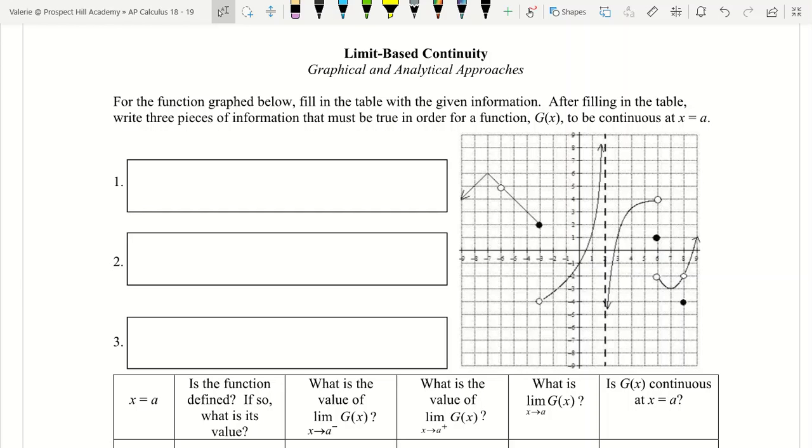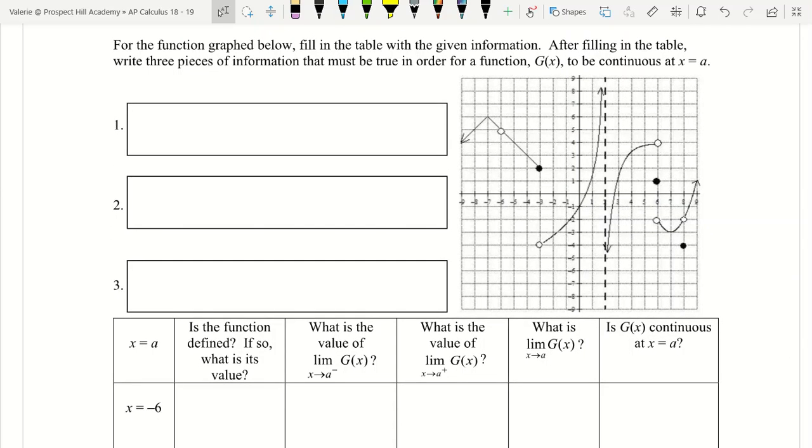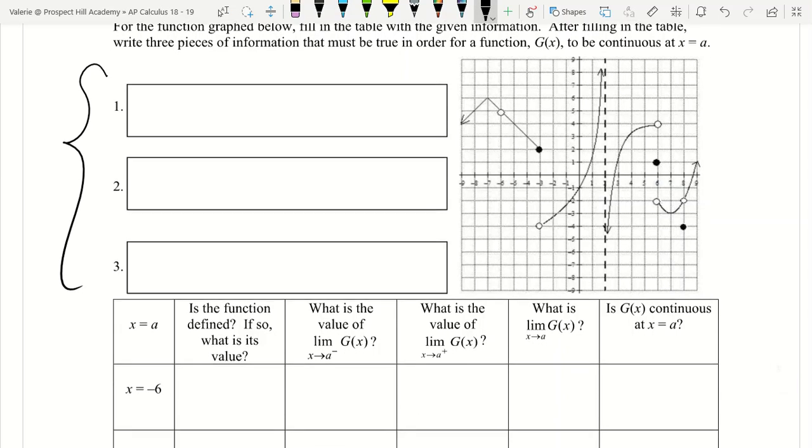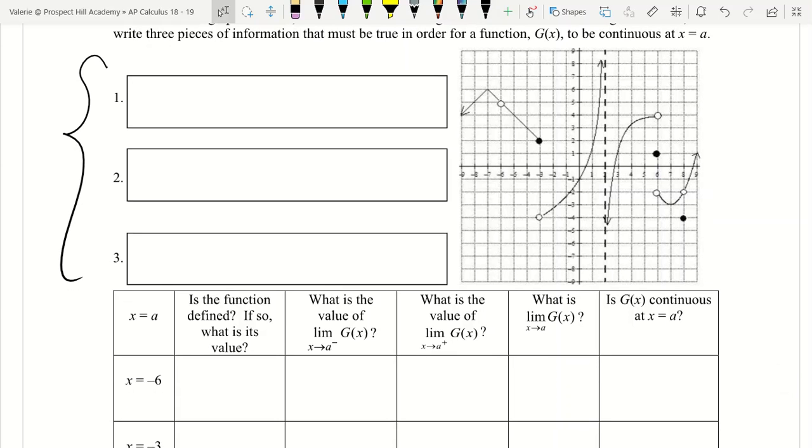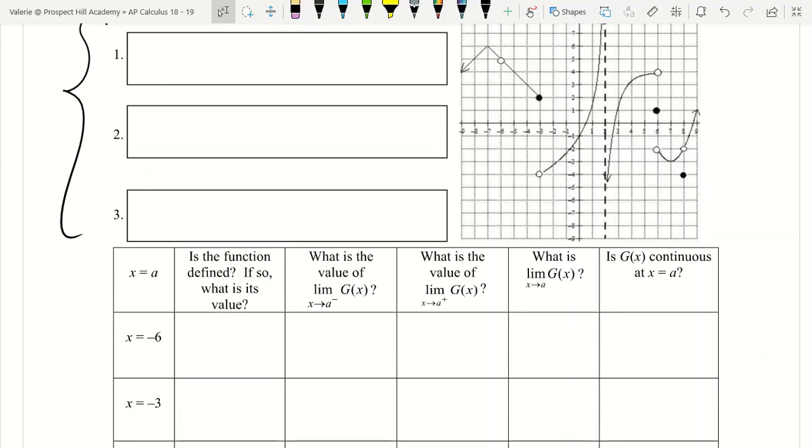Hello, welcome to video number 5 of Unit 1, on pages 26 to 29, titled Limit-Based Continuity, Graphical and Analytical Approaches. For the function graph below, we want to fill in the table with the given information, and then write the three pieces of information that must be true for a function to be continuous at the point x equals 1. What we're going to do together is just the first two rows, because they're the only two where you can see both the graph and the table on my screen.